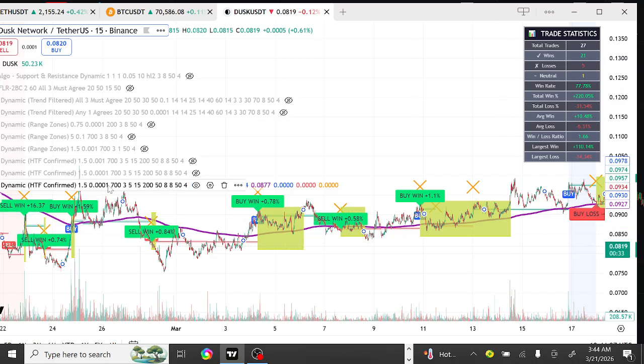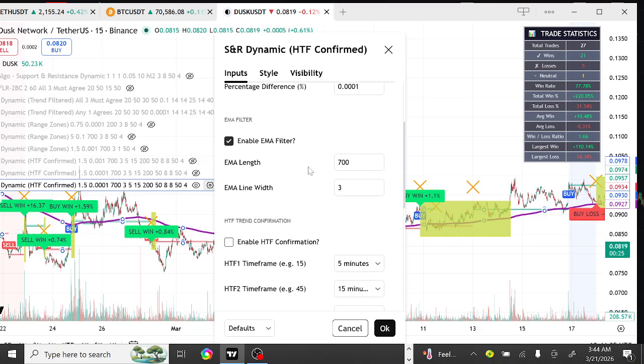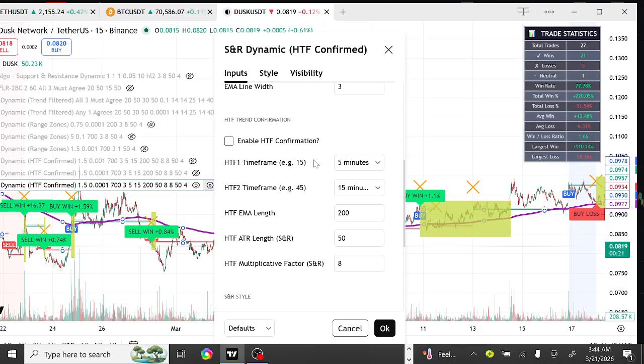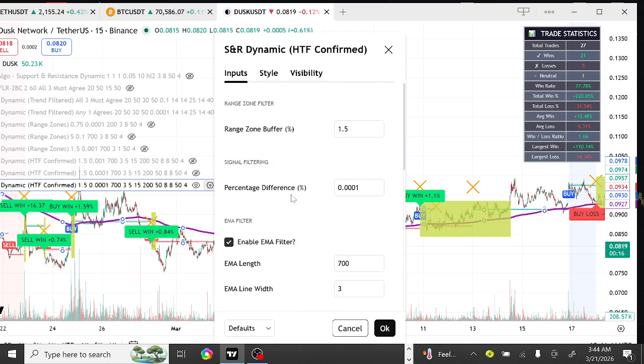This range filter is not what you have seen. Let me open the settings of this indicator so that you see. See, range zone buffer. This is EMA 700. This is higher time frame. You can use it to compare with higher time frame. This is multiply. So it's like nothing.